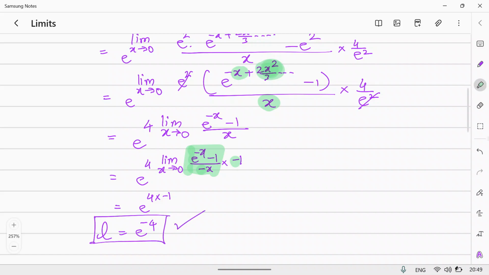Okay, now this is an important point. If the denominator was in terms of x square, I would have considered the expansion up to x square, but I did not consider it. Okay, so you have to check the denominator.